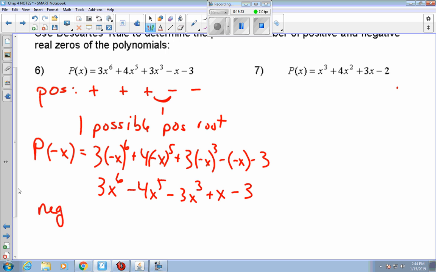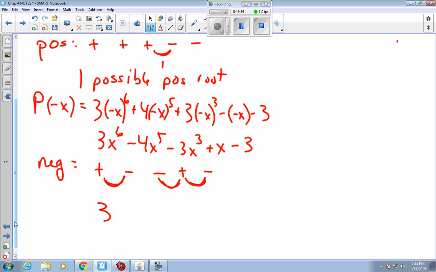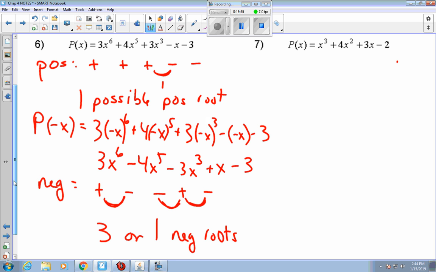So my negative is positive, negative, negative, positive, negative. 1 sign change, 2, 3. 3 variations in sign. So that means it is 3 or 1 possible negative roots. And that's what Descartes is telling you. That's all. Use this in conjunction with the rational root theorem. That's all, because it's always decreased by 2.